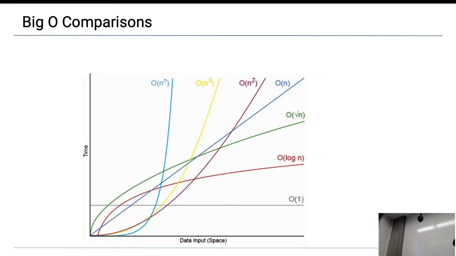Okay, let's look at the squared ones. The squared one starts off, you see, for a small amount of data, it's still okay. Less time, less time, less time. And then suddenly it shoots up over here. Where's squared? This one. So you see, for a small increase in input, the time is going up really, really fast.